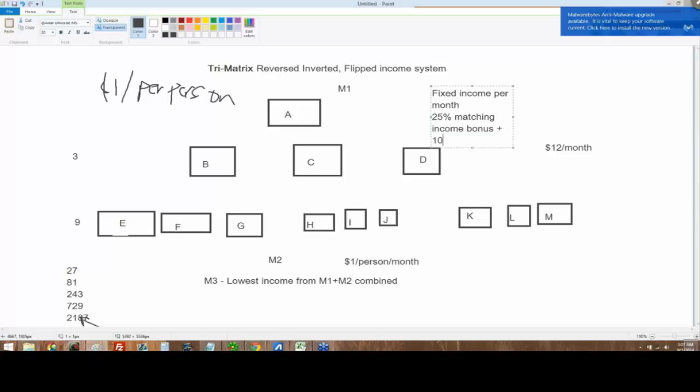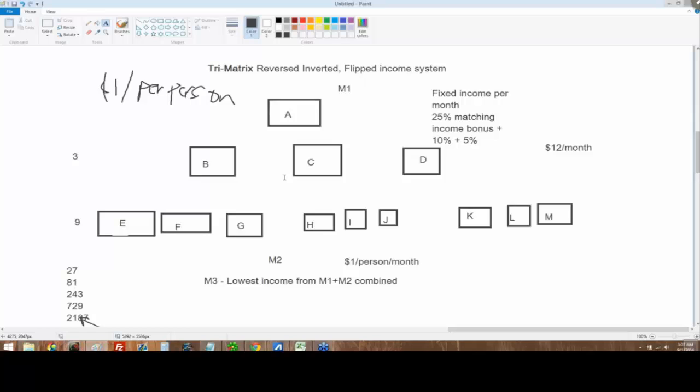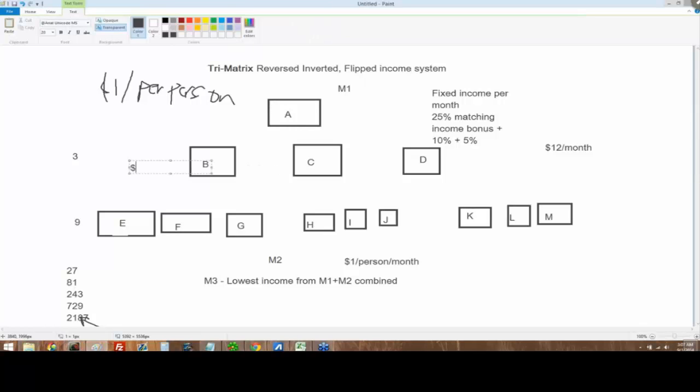And then he's going to get 10% on the next level, and he's going to get 5% on the next level. So let's say A referred B, and in the giant scheme of things, from the 3 matrices combined, B made $100. A is going to get $25 as well. And then let's say B referred C, and C in the giant scheme of things from M1, M2, and M3 combined made $60. A is also going to get $6 from that.